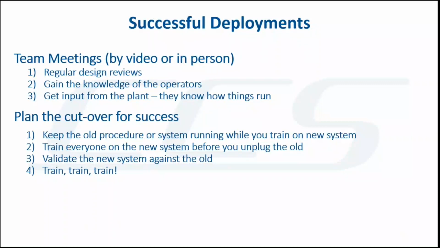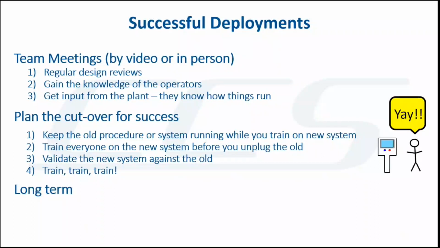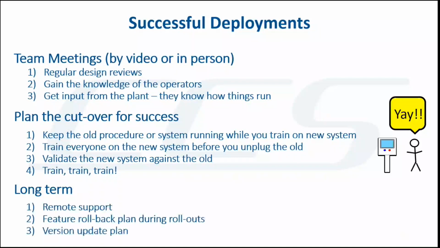We need to train everyone on the new system, and then we can unplug the old one once everyone is familiar. We'll validate the new system against the old and make sure everything's functioning properly. And we'll just continue to train, train, train until everyone is feeling rock solid with the system. And in the long term, we want to make sure that there's remote support and that we plan for future rollback plans during rollouts and that there's some kind of version update plan.